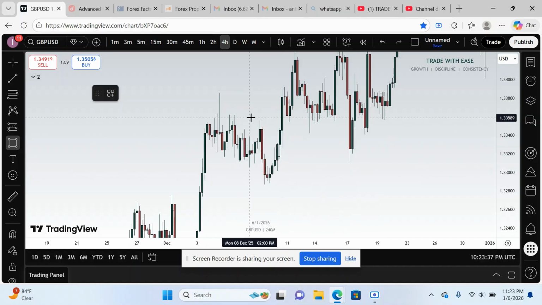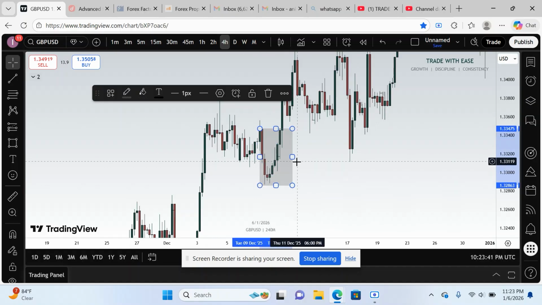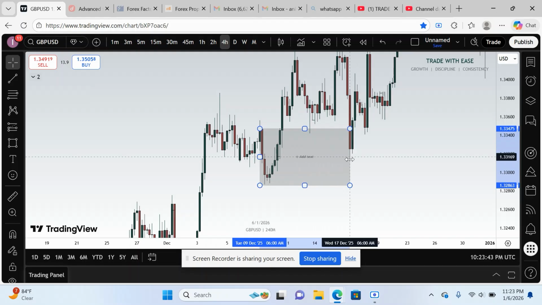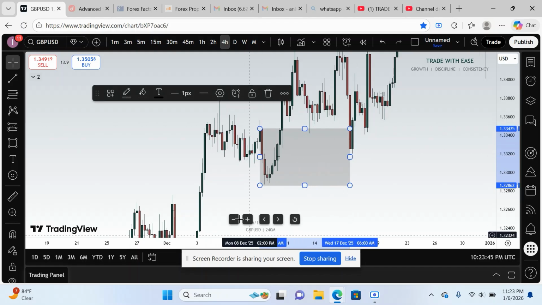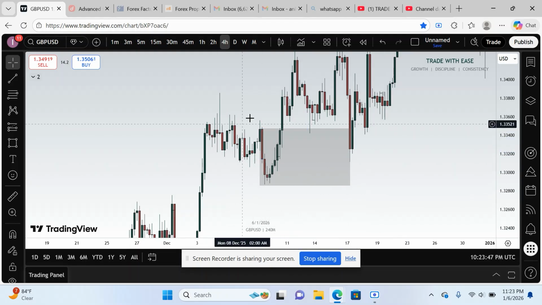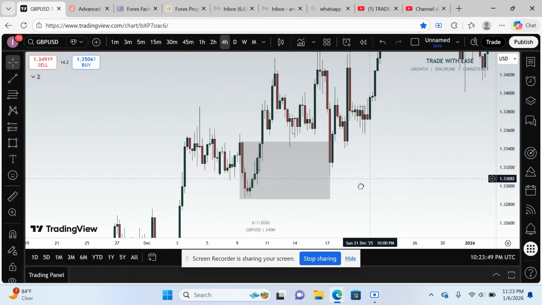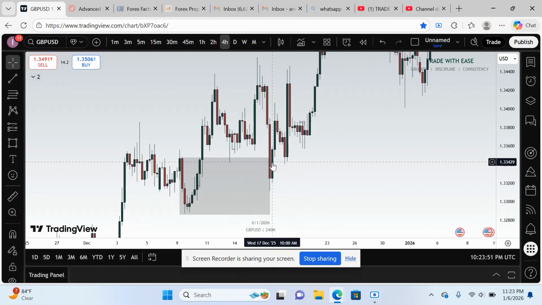You can probably mark it out this way. It should be something like this, because the order is actually inside here. So price came and reacted from it. On your lower time frame, you can get buy entries. This is another block. On lower time frame, you should be able to see this clearly and pick a trade from it.